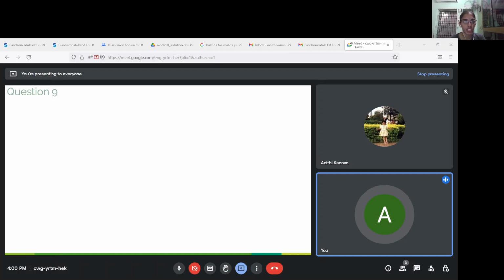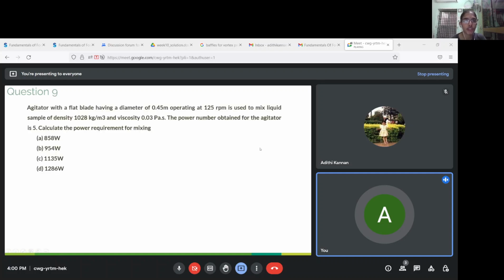Moving on to question 9. An agitator with a flat blade having a diameter of 0.45 meters, operating at 125 rpm, is used to mix a liquid sample of density 1028 kg per meter cube and viscosity of 0.03 pascal second. The power number obtained for the agitator is 5. Calculate the power requirement for mixing.